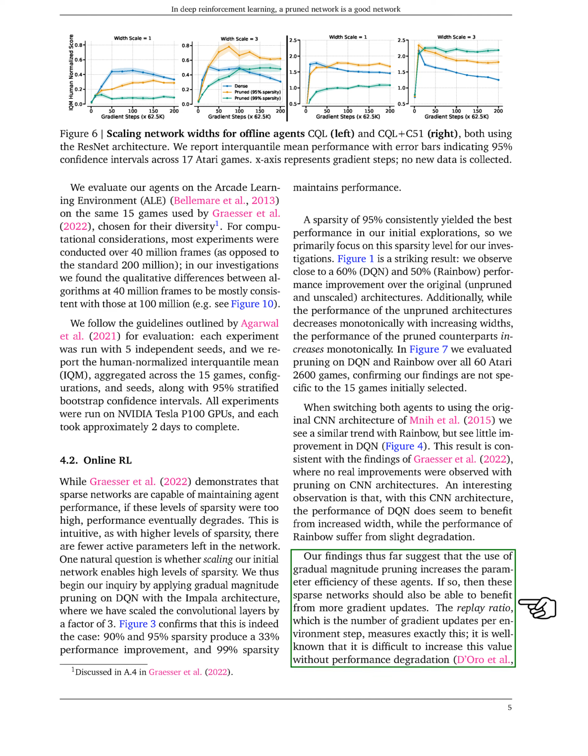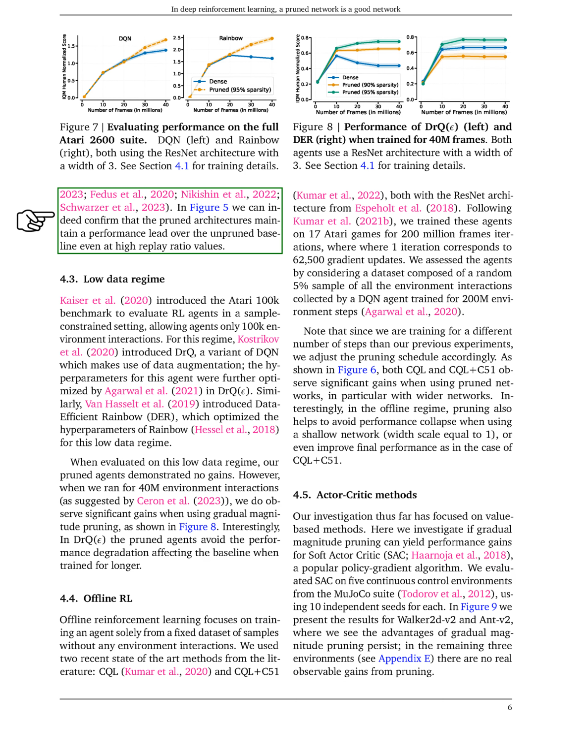These observations suggest that gradual magnitude pruning enhances the efficiency of these agents, potentially allowing them to benefit more from gradient updates. We tested this by examining the replay ratio, which measures the number of gradient updates per environment step, and found that pruned architectures indeed maintained their performance advantage even at high replay ratios.